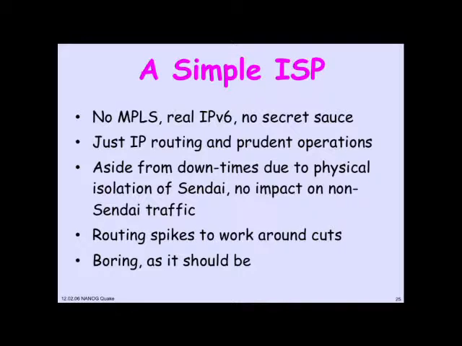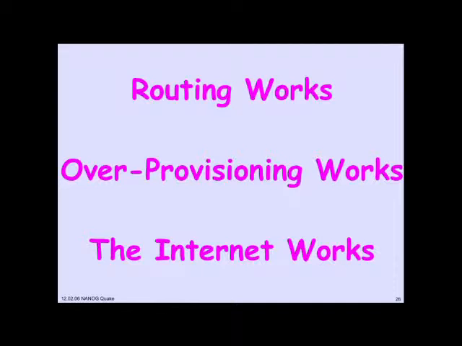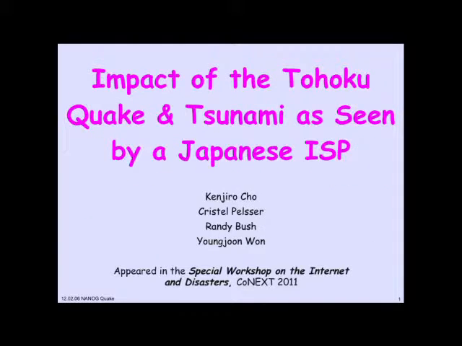Aside from the physical downtimes to Sendai, nothing. Routing spikes, worked around the cuts. Life was pretty boring. So routing works, over-provisioning works, and the internet works. And that's it.